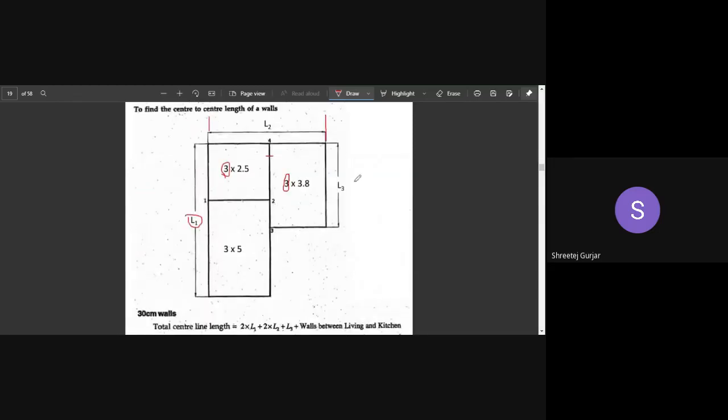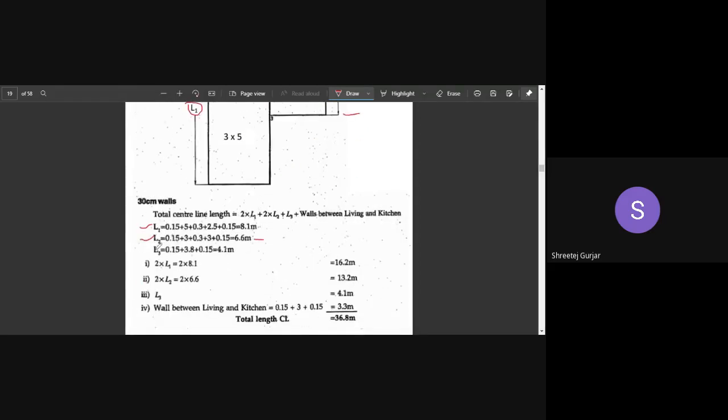Now moving on to L3, this wall. It will be half of your wall thickness over here, then 3.8, plus half of your wall thickness over here. That is 0.15, that is your wall thickness. L3 is coming up to 4.1.